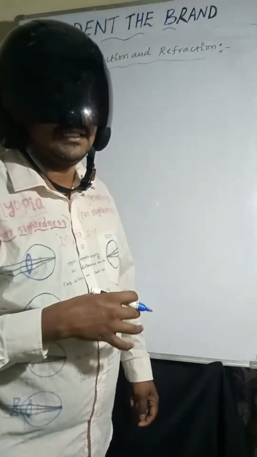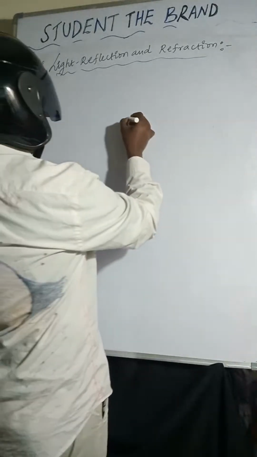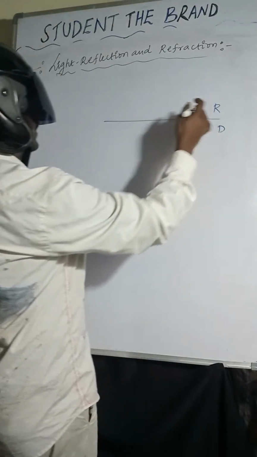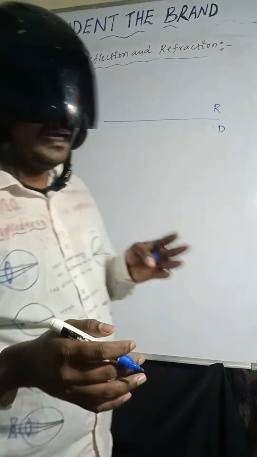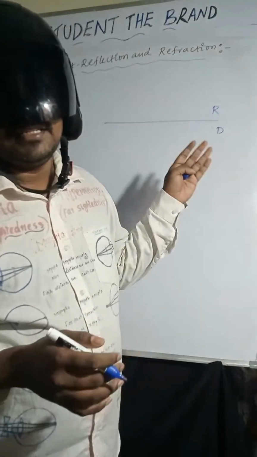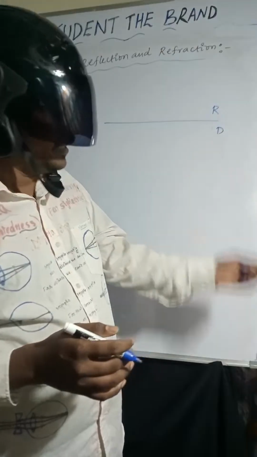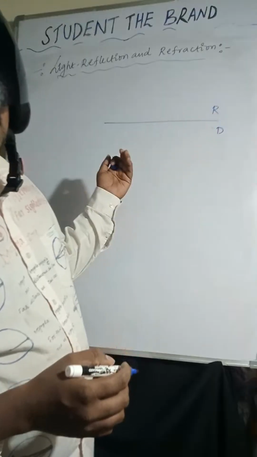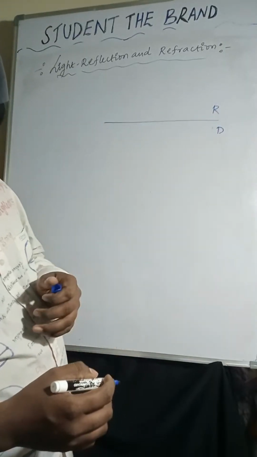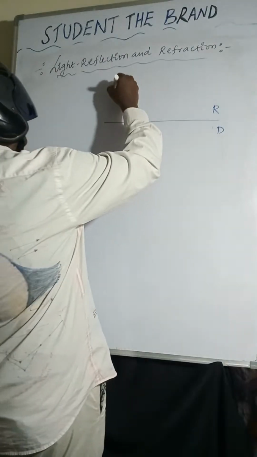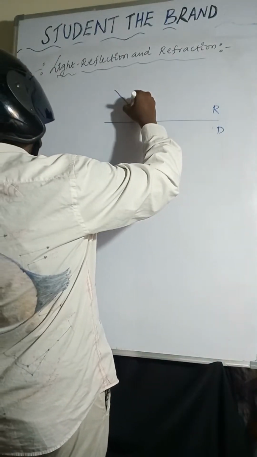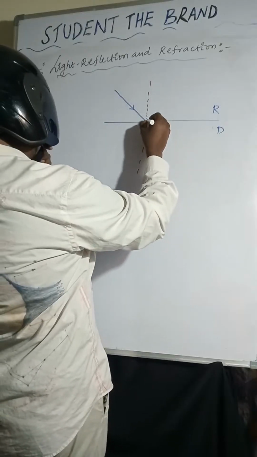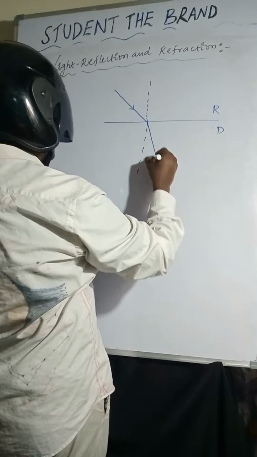Let's discuss. I'm taking this one. This is a rarer medium and a denser medium. The light ray is moving from rarer to denser. When it moves from rarer to denser, it will bend towards the normal line. Here, this is the incident ray, this one is the normal line, and this is the refracted ray.